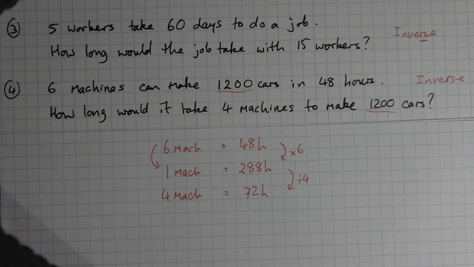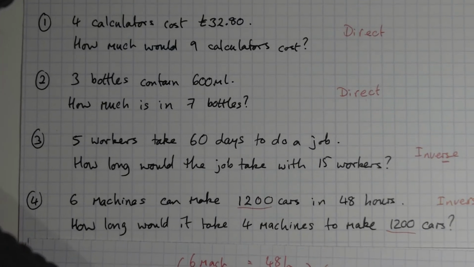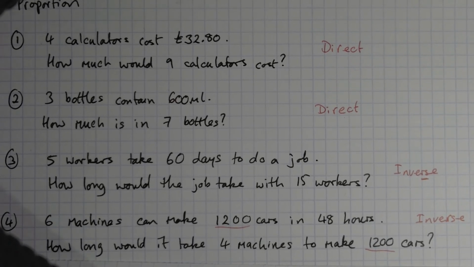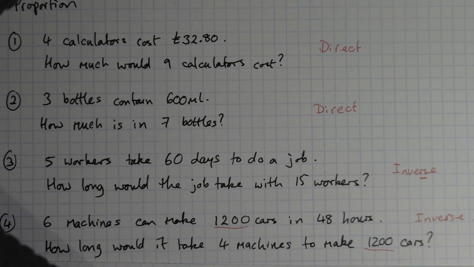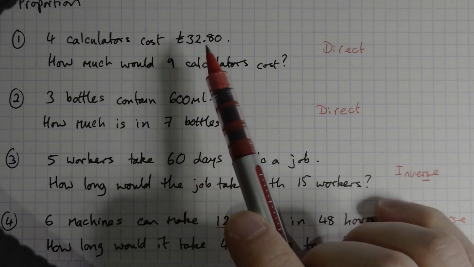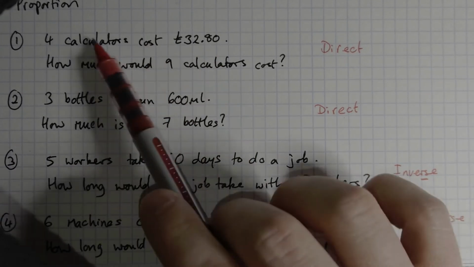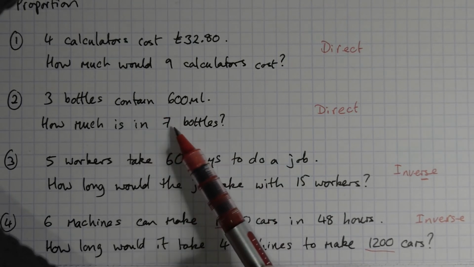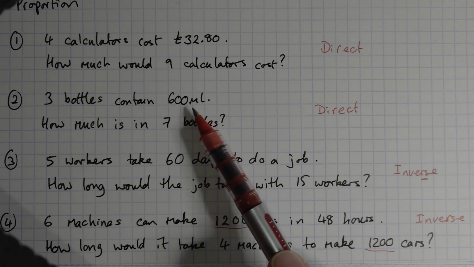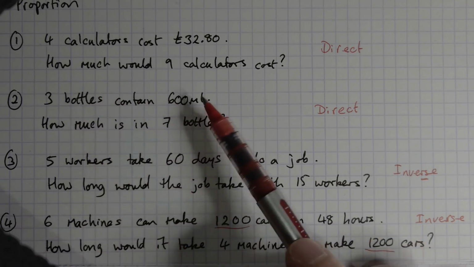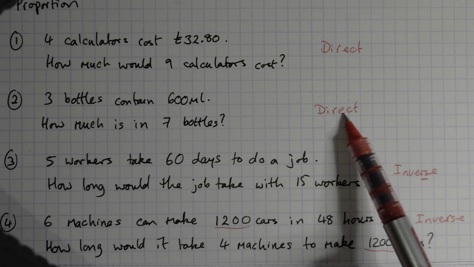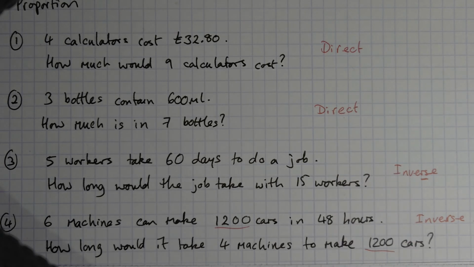So to summarise, the idea is that some questions, as one number goes up, so does the other number. That's like questions 1 and 2. If you buy more calculators, it will cost you more money. So 9 calculators cost more than 4. If you have more bottles of drink, then you've got more millilitres. So 3 bottles was 600, but 7 bottles was 1,400. So obviously more because there are more bottles. As one number goes up, so does the other number.